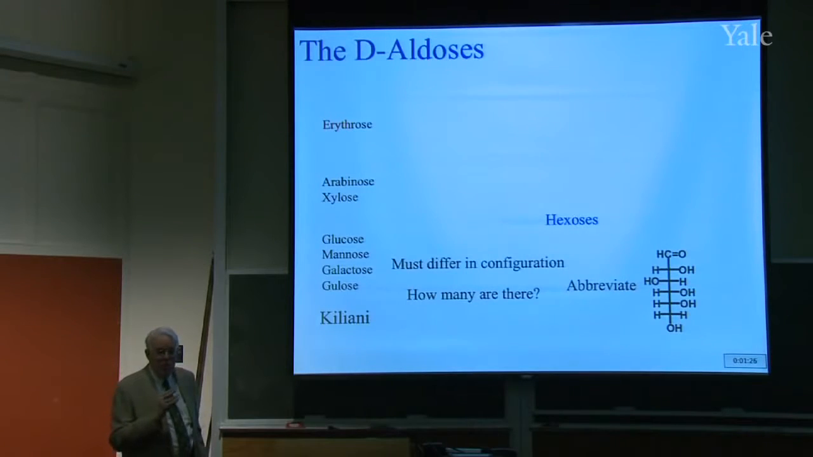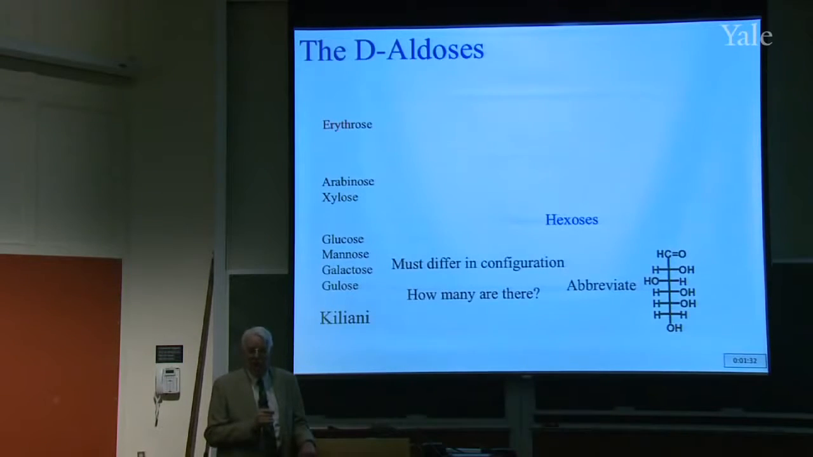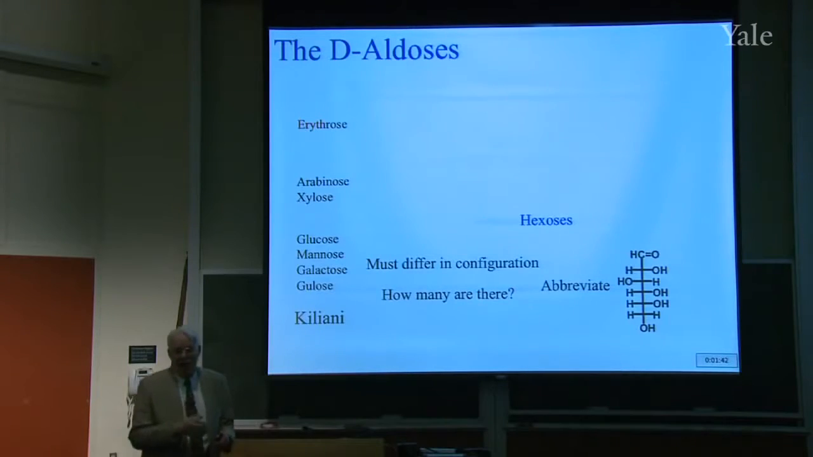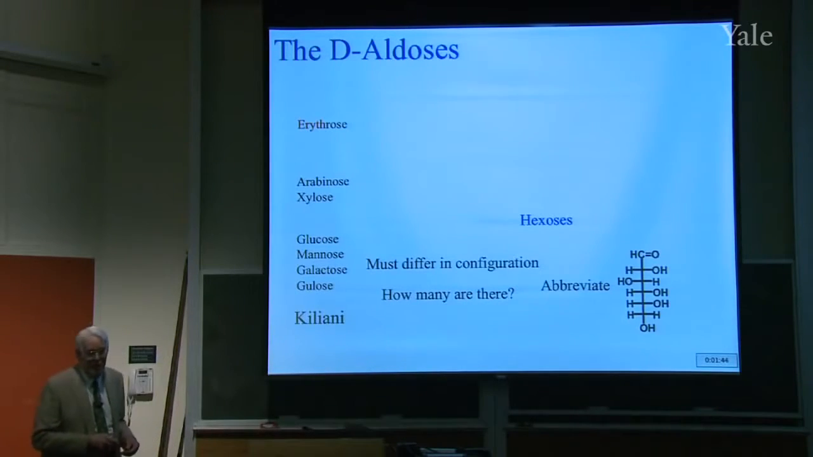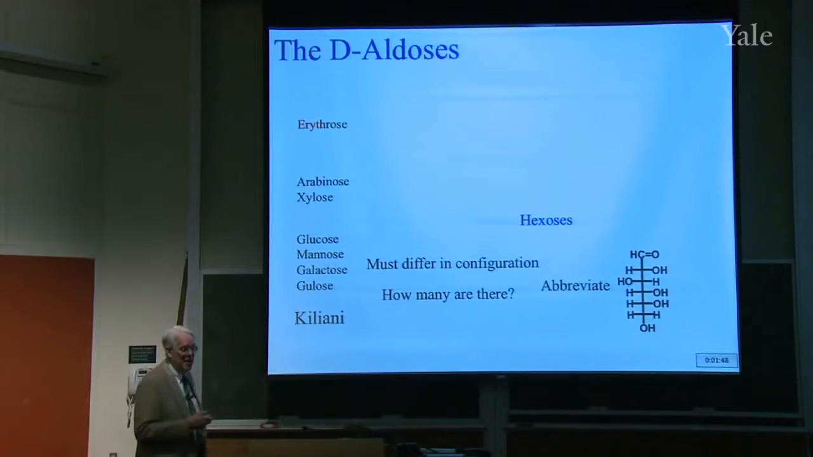And one of the most amazing things about Fischer is that he figured this all out without having the Fischer projection. It's easy for us to trace his thought now using the Fischer projection. But he used van 't Hoff's notation, which was very, very complicated, and I have never figured it out. So that's one of the real triumphs of Fischer, was to be able to think through this stuff without Fischer projections, which he published the next year.